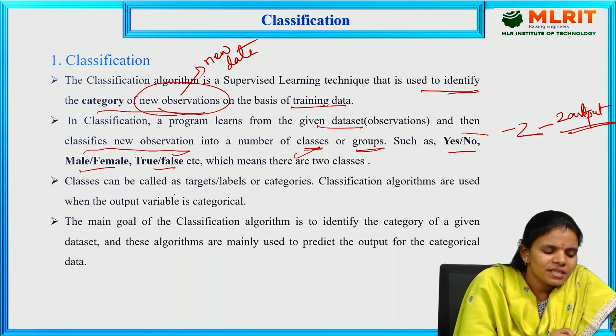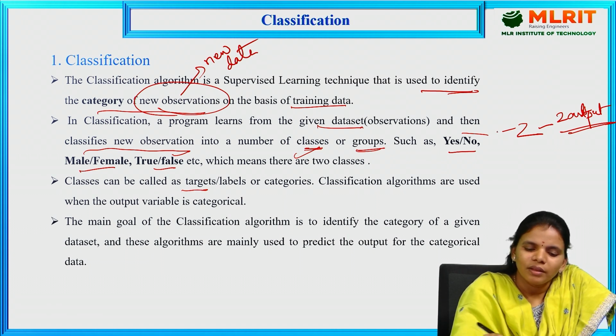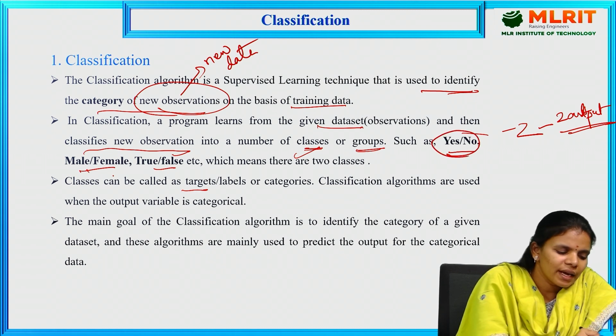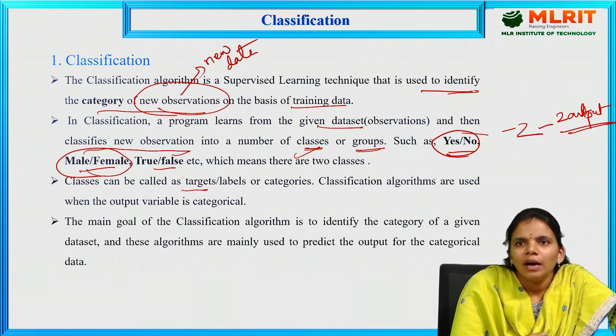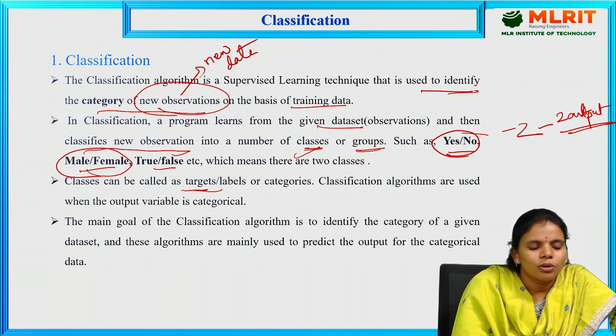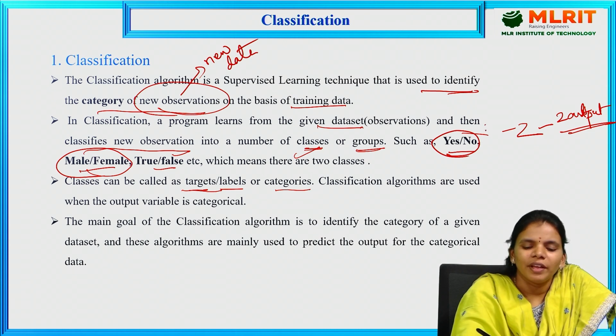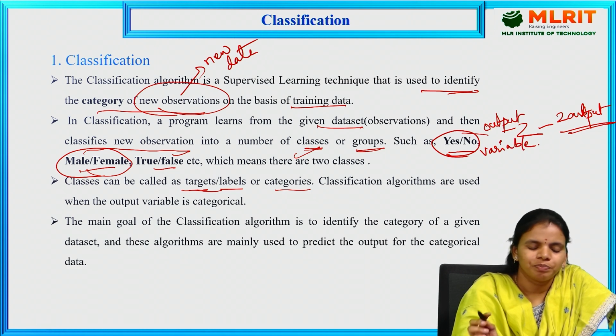Classes can be called targets. So what is a class here? This is the class of your unseen data point. This class is also called the target variable, or the label of your data point, or the category of your data point. You can call it the output variable, right?